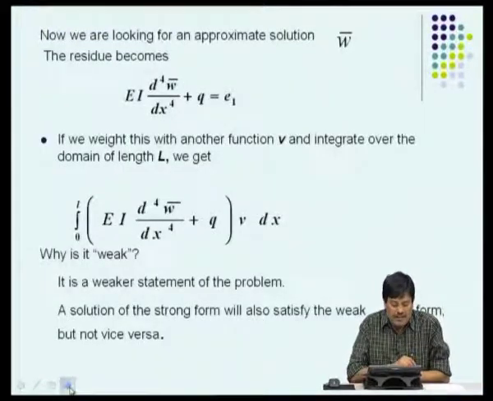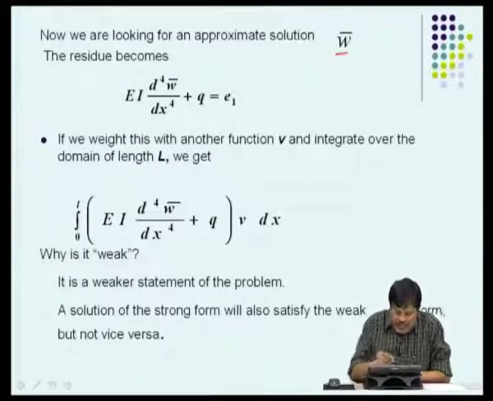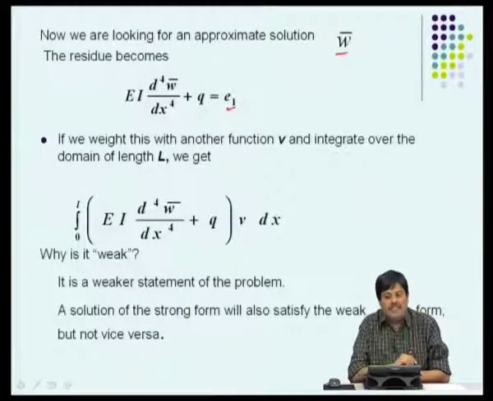So, now what we are looking for is not W, but an approximate solution W bar. When we substitute this into the equation, we said that we get an error function, which we discussed the last time, and this error function needs to be weighted in order to find the weak form of the solution.